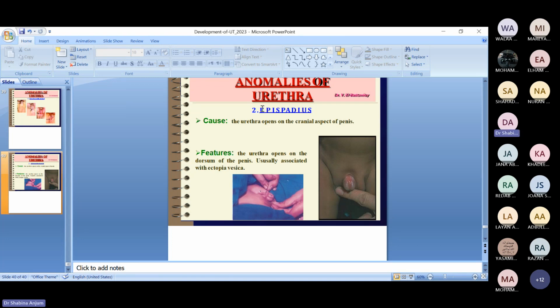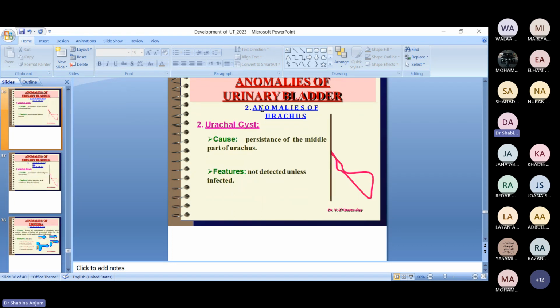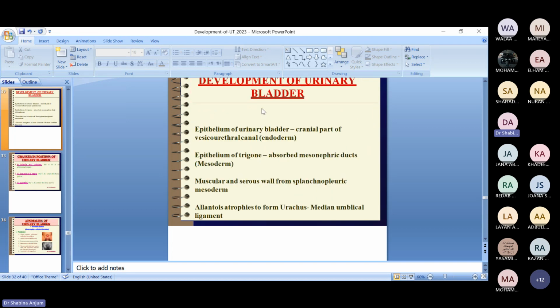So this is all about the development. You have to remember the new names and the development of the urinary bladder and the development of the kidney and its different sources. Any questions?